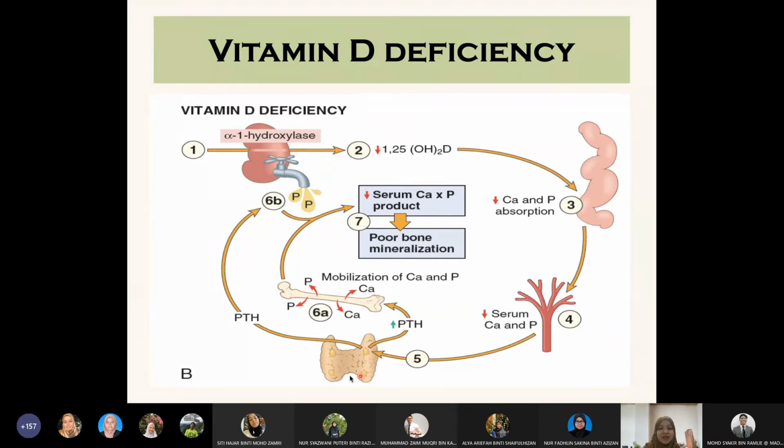So how does it try to normalize the calcium? It will mobilize the calcium from the bone, to normalize the calcium in the blood, and it will also increase the phosphate excretion in the urine. So the calcium can be normal sometimes, but it can also be reduced, and there will be hypophosphatemia, reduced phosphate, because a lot of phosphate is being excreted in the urine. That will contribute to the poor bone mineralization.